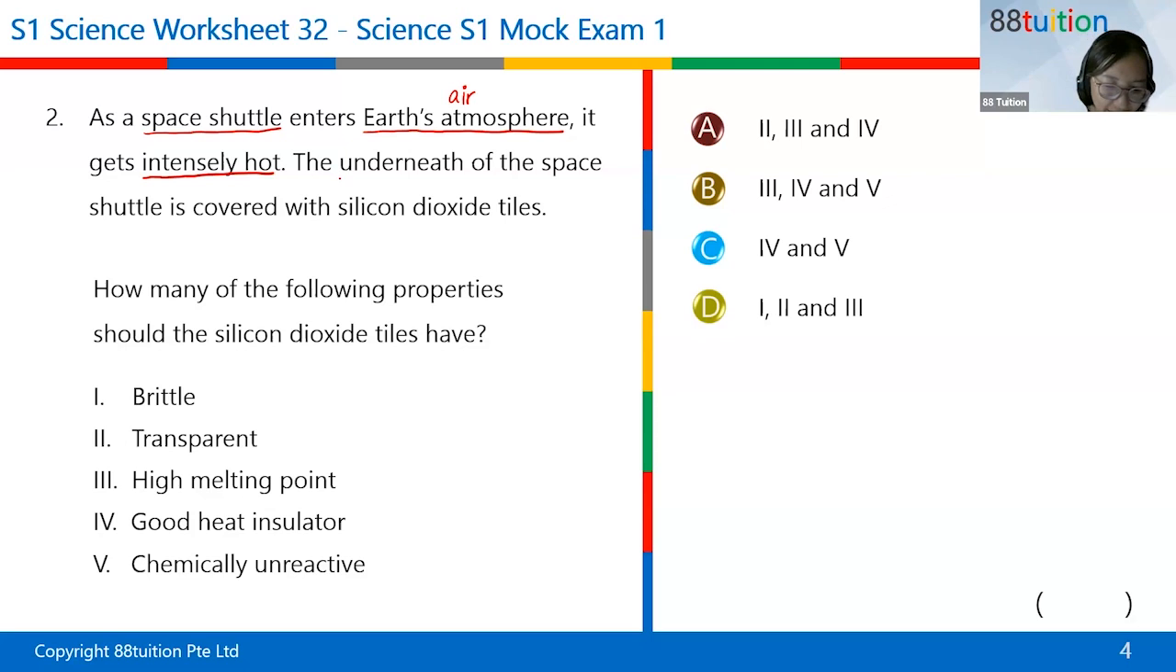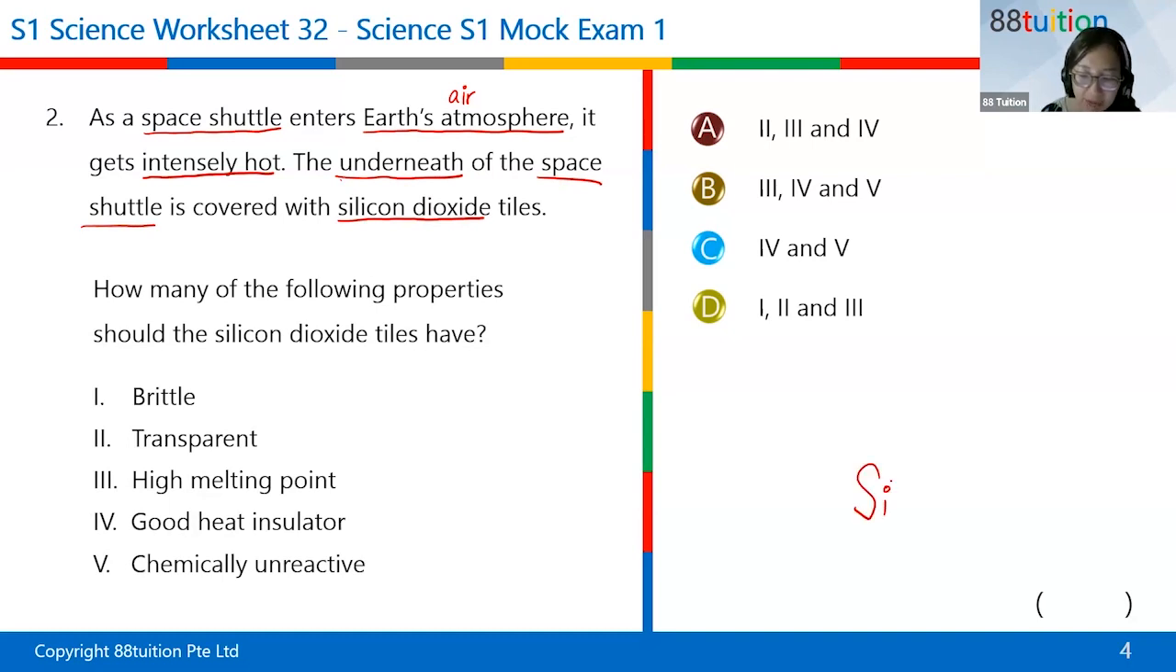So the underside of the space shuttle is covered with this material called silicon dioxide. Now everybody type into the chat, what is the formula of silicon dioxide? I always like to give extra questions so that we revise other topics as well. So what is the formula of silicon dioxide?